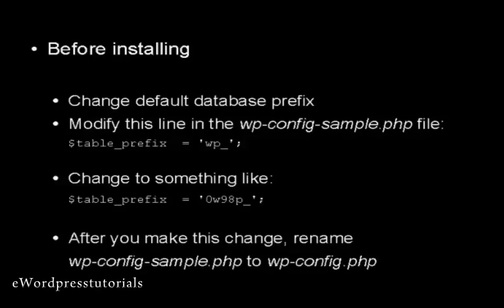Now, once you make this change, you then want to rename the wp-config-sample.php file to wp-config.php, and then you can proceed with the installation.